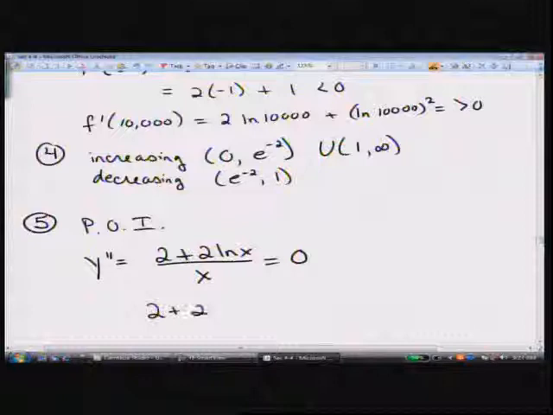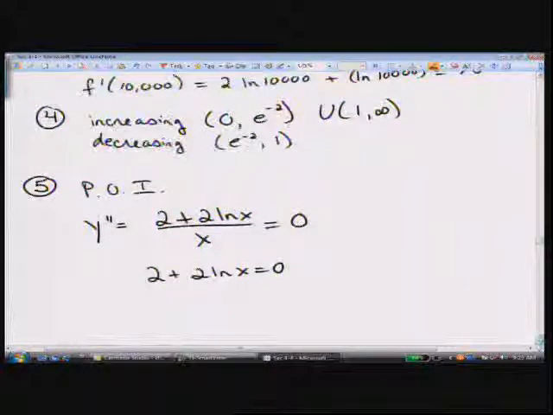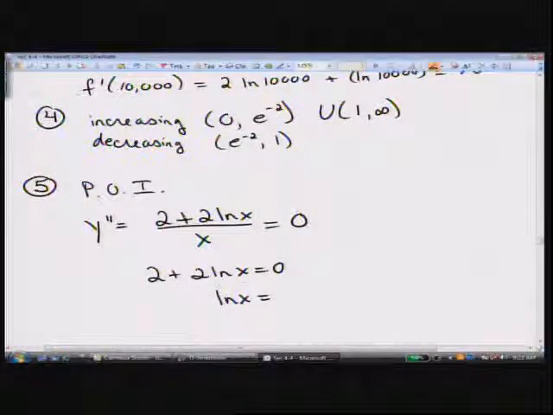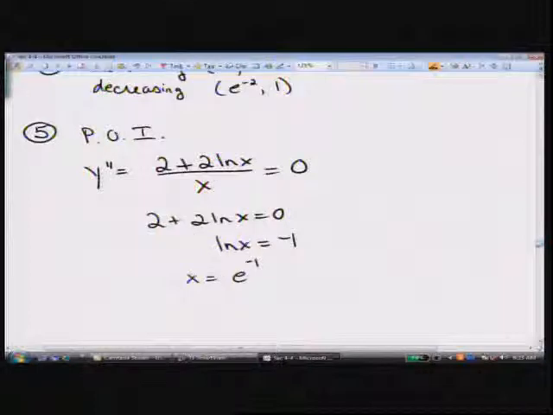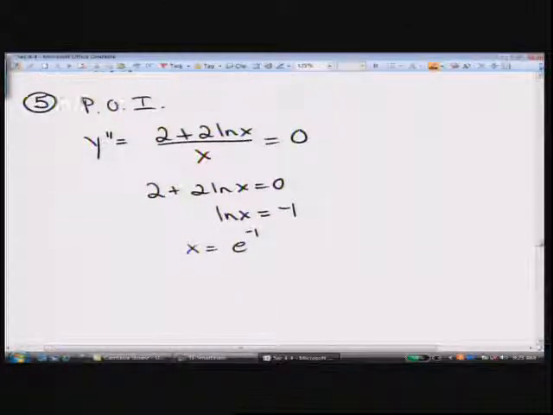So 2 plus 2 ln x equals 0. A fraction equals 0 when the numerator equals 0. So the ln of x equals, I move the 2 over, divide by 2, so that's negative 1. Then I exponentiate, and I get e to the negative 1. So e to the negative 1 is my critical point. So if I put e to the negative 1 on a number line, this is 0. Here's e to the negative 1.